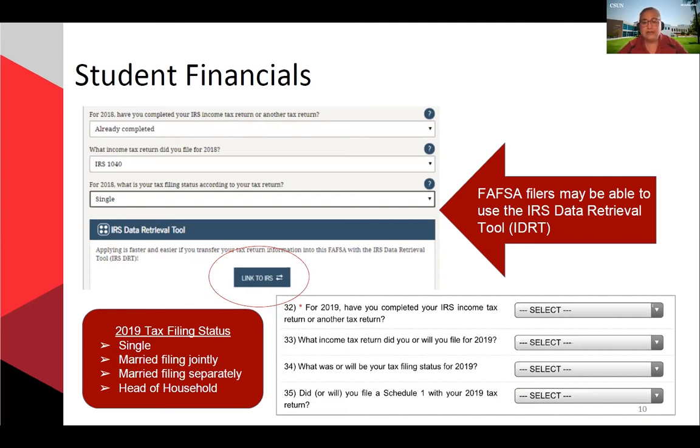Some of the questions that you'll be asked are, for 2019, have you completed your income tax return? What income tax return did you or will you file? What was or will be your tax filing status? And did you file a Schedule 1 with your 2019 tax return? At this point, if you have your tax return on hand, you can go through it and fill out the section appropriate to the question, or you can click that link to IRS button, and that will help reduce the amount of errors when filling out your FAFSA application. Again, this is just for FAFSA recipients. There is that built-in feature that will bring in information directly from the IRS website.